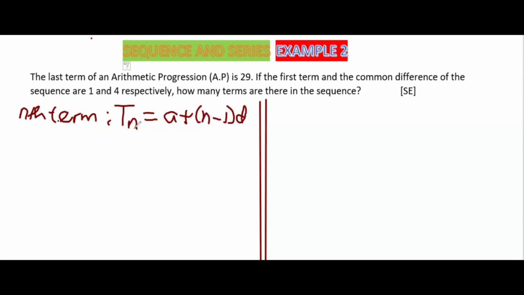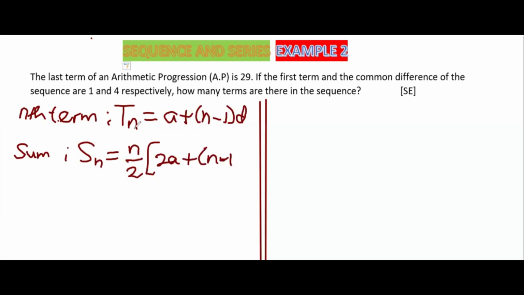Then we also have a formula for the sum of terms, and that is S subscript n equals n over 2, open bracket, 2a plus (n minus 1) times d, then you close the brackets. So this is the formula we use for the sum of terms.